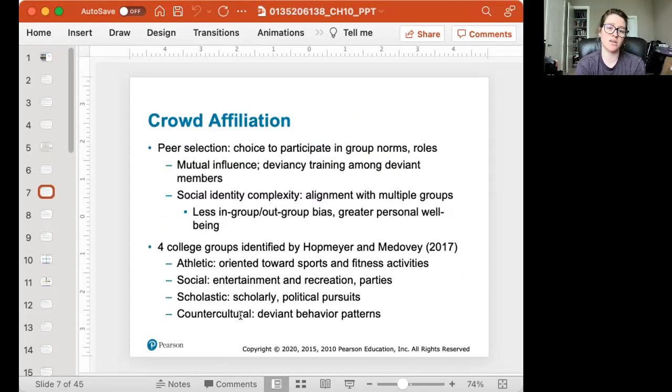Crowd affiliation. So peer selection involves a choice to participate in group norms and roles. It involves mutual influence and deviancy training among deviant members. Social identity has complexity. There's alignment with multiple groups, right? So like for me in high school, I was on the volleyball team. I had done cheerleading until 8th grade. I did track. I also was involved with club volleyball.